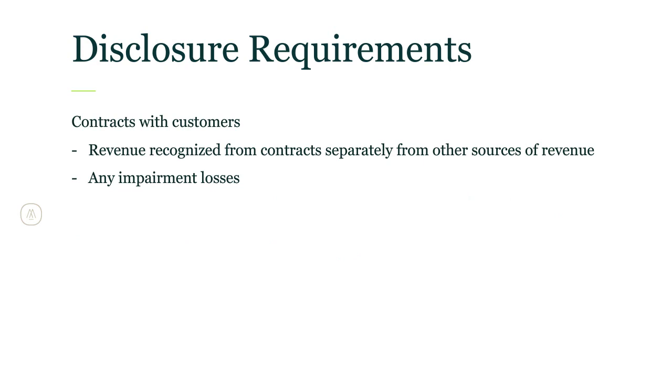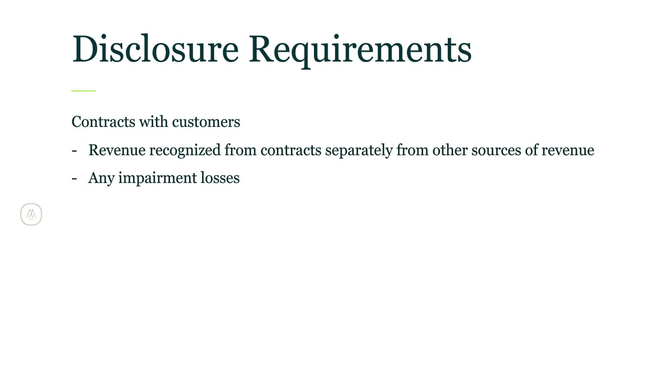So with the contracts with customers, you are required to recognize the revenue from contracts separately, and generally most companies already present their revenue from contracts separately on the face of their income statement. So that's presented there. If you aren't presenting it that way, you would be required to include additional disclosures to break that out. But I think most companies will already have that presented on their income statement.